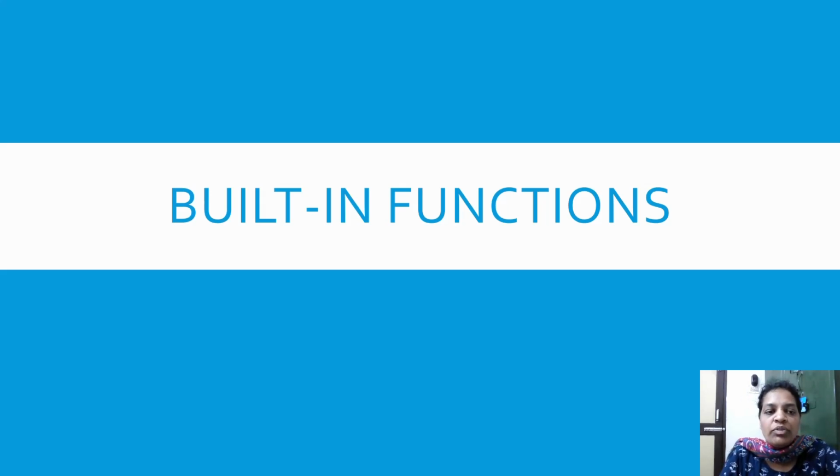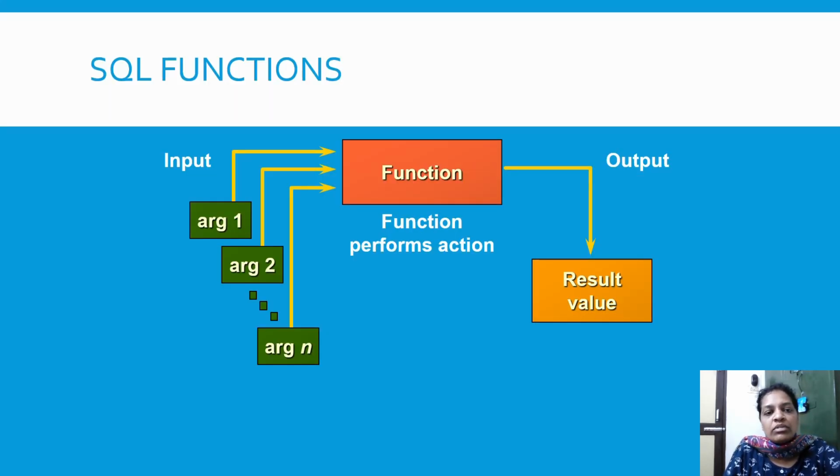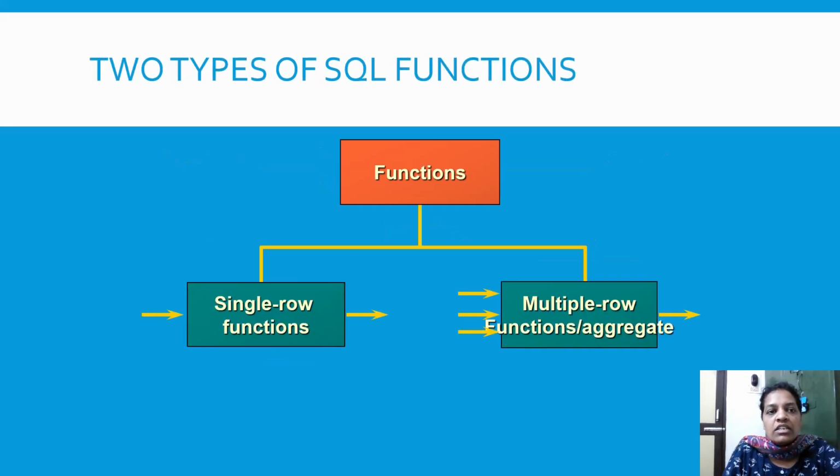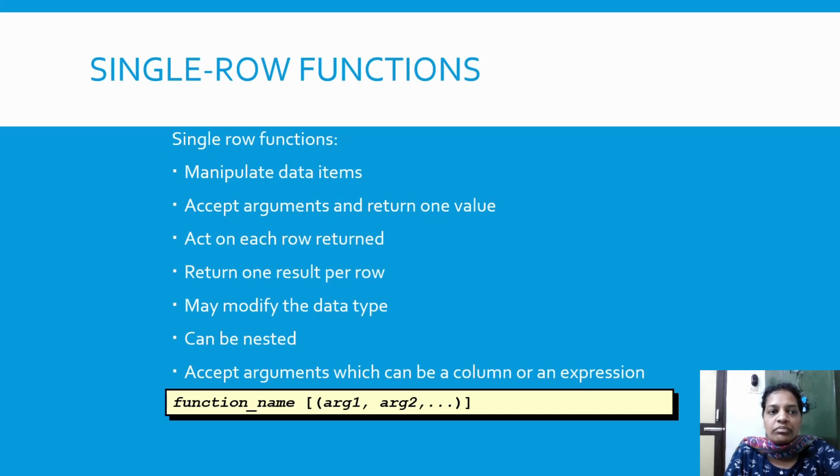So in this video we will see the third exercise, DBMS lab built-in functions. When we talk about built-in functions, they receive many arguments and give a result value as output. There are two types of SQL function: single row functions and multiple row functions, that is group functions. Group functions can also be called aggregate functions.